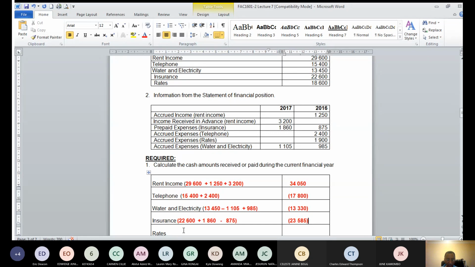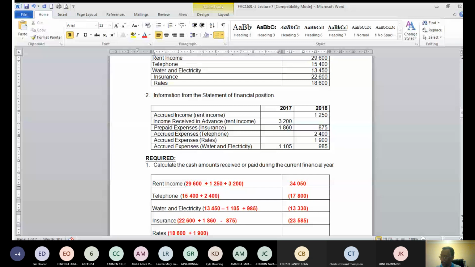The last one is the rates. In my statement of profit and loss and other comprehensive income, my expense for rates was the amount of 18,600. I've got one adjustment that impacted on the rates, accrued expenses. But this is the accrued expenses at the beginning of the year. So I've paid 18,600 of this year's expense, and I also paid the 1,900 of last year.